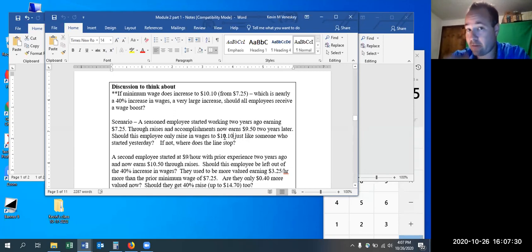But how much? Do you give him a 40% raise to make it equal? Because he was making quite a bit more. He was making $2 plus more. So now do you make him up to $12.10 plus an hour?